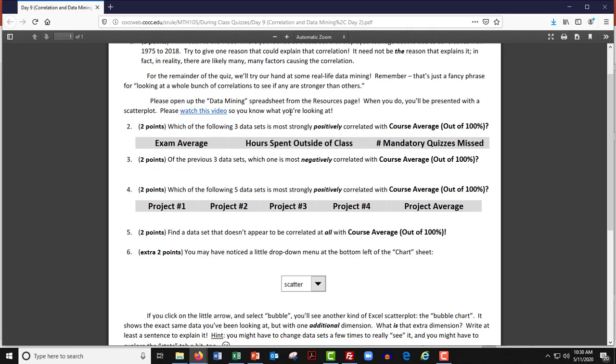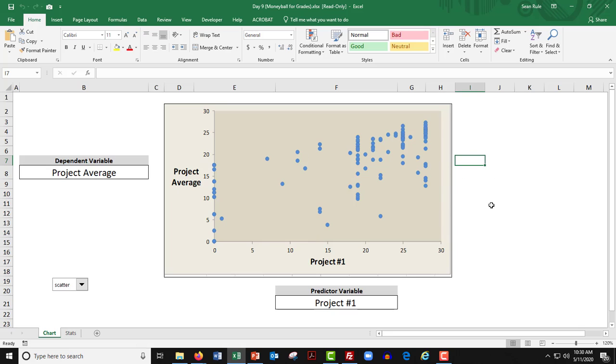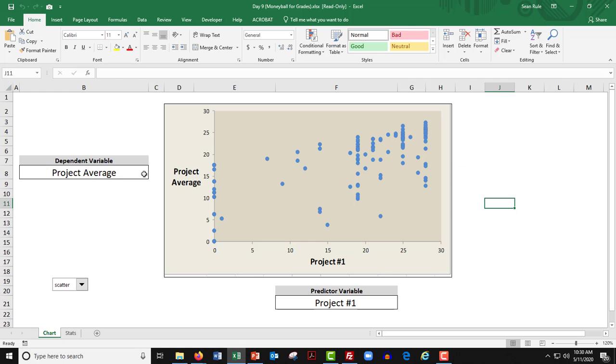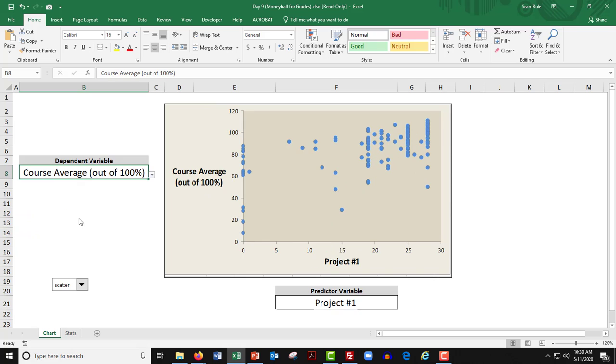Now, the next bit is all based on this troublesome spreadsheet that Mac users had a hard time using, running, but I gave you all the screen captures you would need. So I'm going to use a spreadsheet. Which of the following three data sets is most strongly positively correlated with course average out of 100? Okay, so course average out of 100, I want to make that one this one here. And the reason I picked that one is because I wanted you to look at the data and see the most important data set is how y'all do in this course. Your end average out of 100% in Math 105. Which of these predictor variables influence that the most?